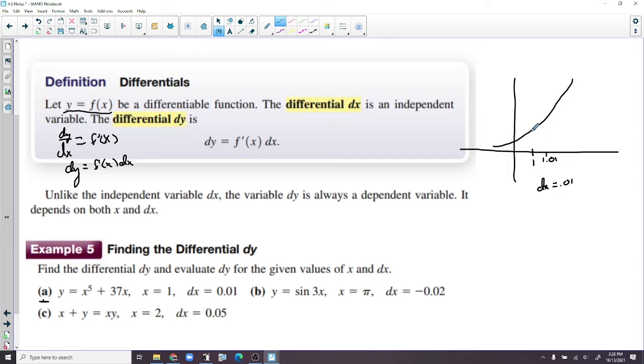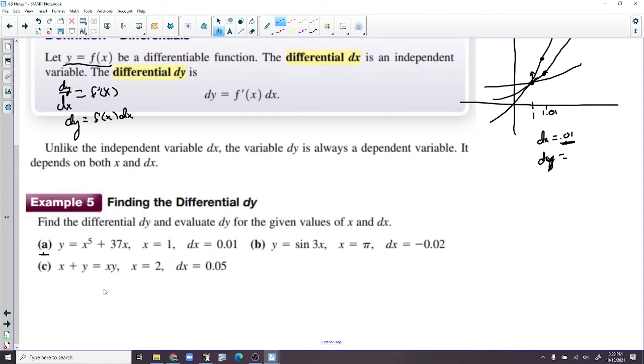If I draw the graph like this, y goes from here to up here, so there's a certain change in y. But if I make the line a little flatter, then y changes a little bit less. If I make it steeper, y changes from here to here a little bit more. So we're interested in when x changes by, let's say, 0.01, how much does y change? What is dy? To find that out, we take the derivative.